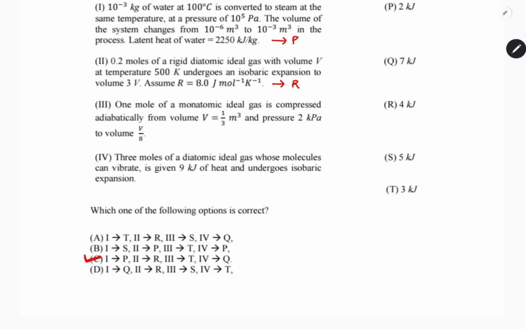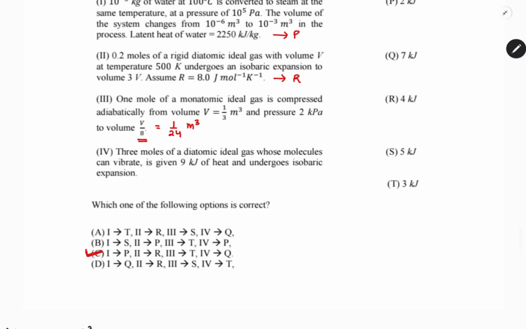The third part is stating 1 mole of a monoatomic ideal gas is compressed adiabatically from volume 1 by 3 meter cube, in pressure 2 kilopascal, to volume V by 8. So this is again, this one is a fix over here, V by 8. So V over here is 1 by 3, V by 8 over here is mentioning it as 1 by 24 meter cube. Very important to keep this in mind. So now let us solve this one.